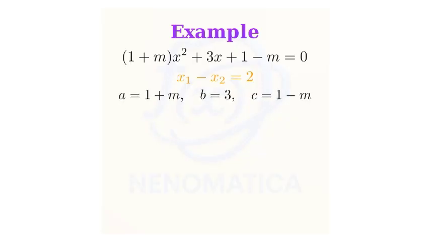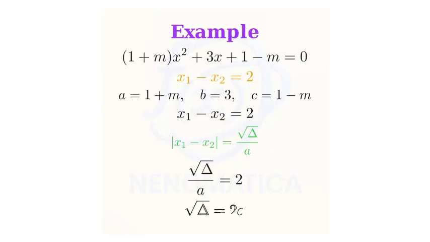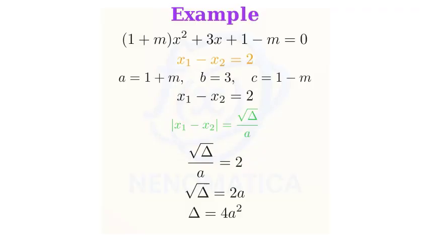Step 1. The difference of roots is 2. Step 2. Use the identity. Absolute value of x sub 1 minus x sub 2 equals square root of delta divided by a. So we write square root of delta over a equals 2. Step 3. Multiply both sides by a to isolate the square root of delta. Step 4. Square both sides to remove the square root. Step 5. Replace delta by b squared minus 4ac, the discriminant formula, and set it equal to 4 squared.